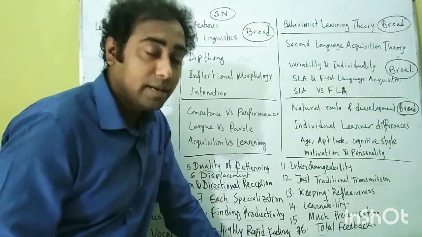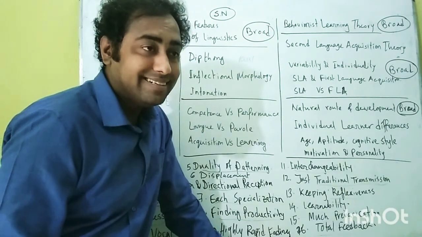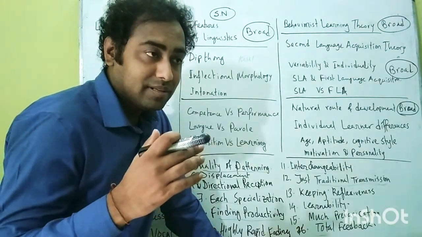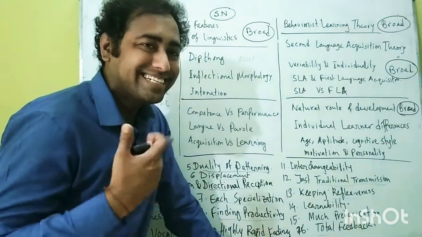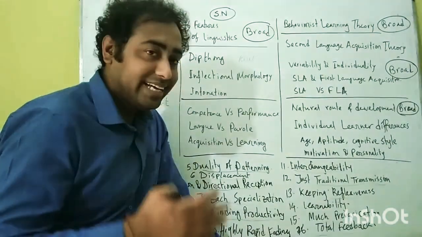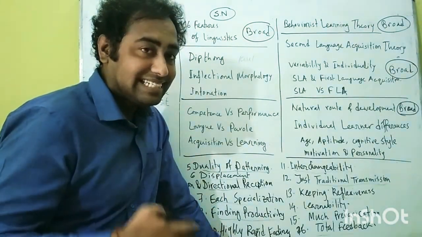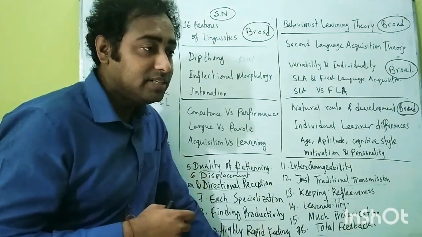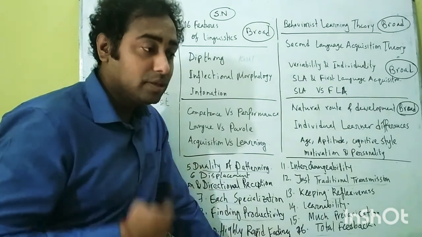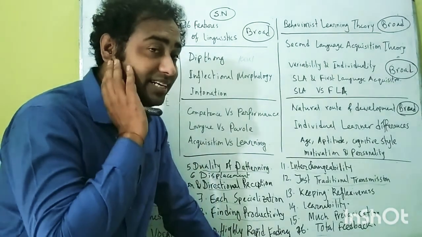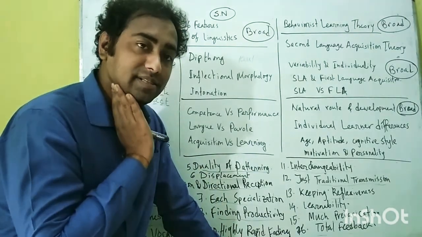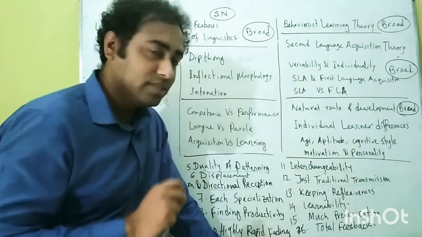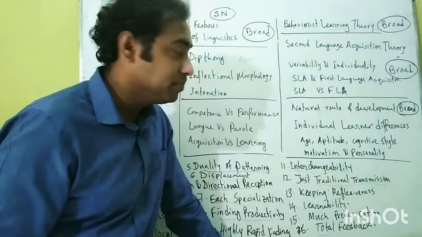Personality refers to the ability to have the courage, risk taking ability, then taking the pressure, anxiety, facilitative anxiety and debilitating anxiety. Facilitative anxiety means that suppose you want to do something and you are serious about that, and debilitating anxiety means that you are nervous. So what type of personality you possess, it also helps a lot for the development of language.